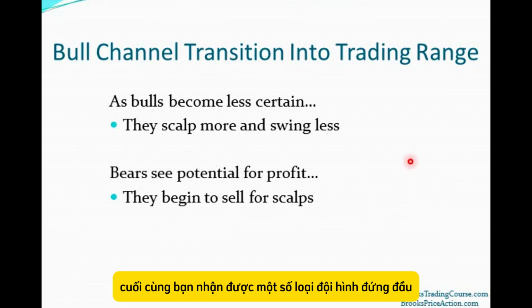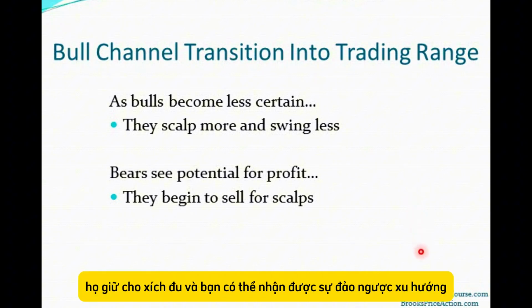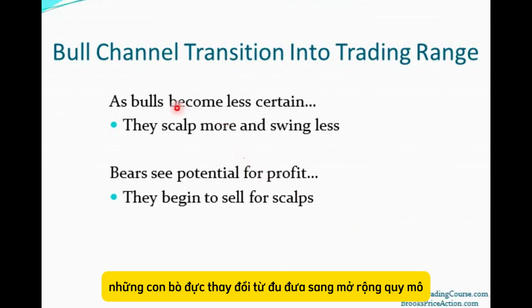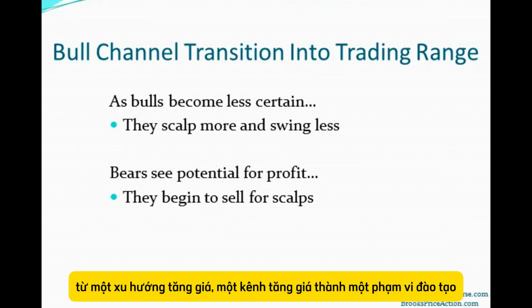Eventually you get some kind of topping formation, like a major trend reversal. And then the bulls stop buying on the pullbacks, and the bears stop taking profits. They hold for swings, and you can get a trend reversal. But initially, the bulls change from swinging to scalping, and that's usually the beginning of the transition from a bull trend, a bull channel, into a trading range.